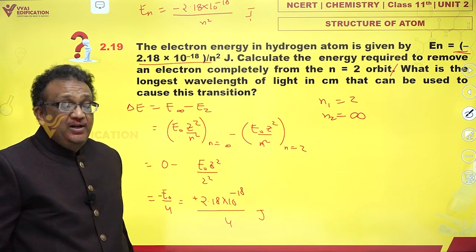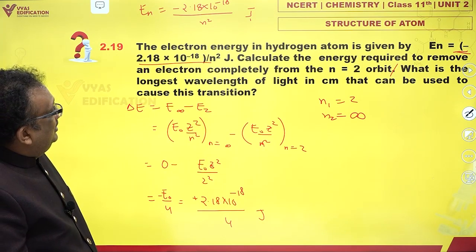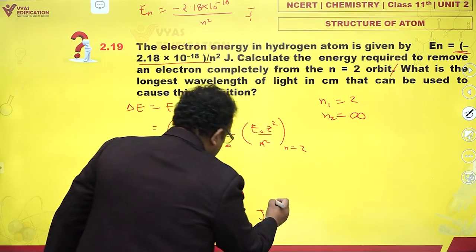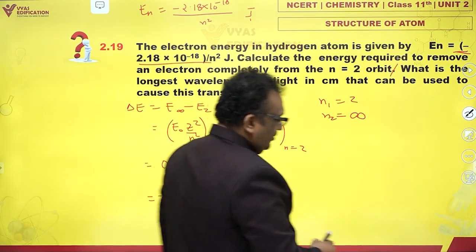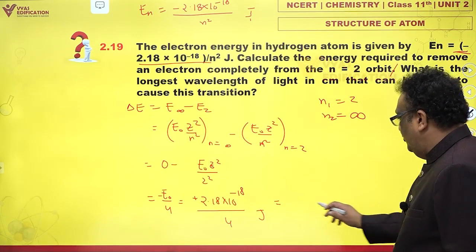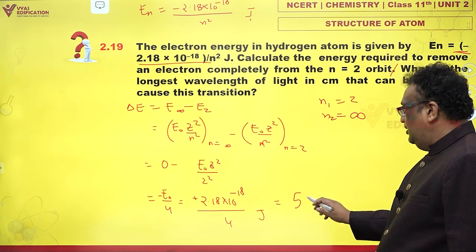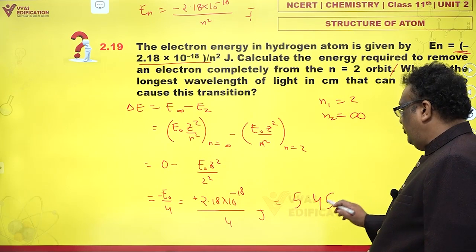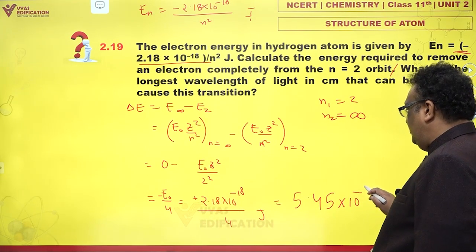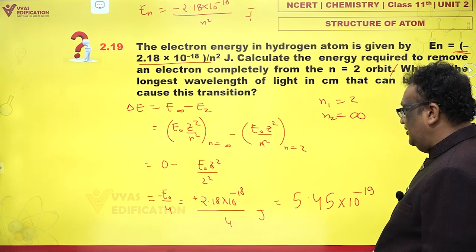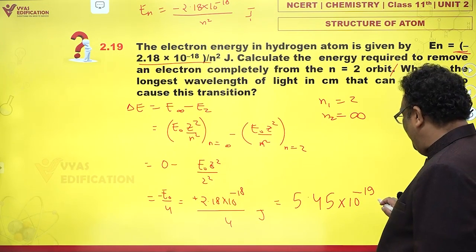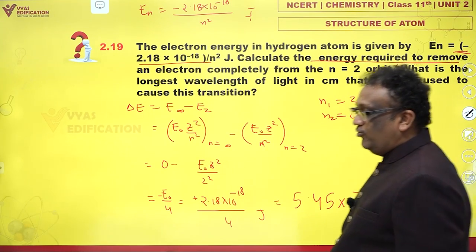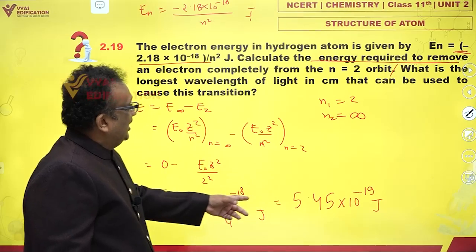This electron energy in hydrogen atom, this is the extra energy which will be required for ionization. Can I calculate that very easily? That is going to be 5.45 into 10 raised to minus 19 joules. Yes, so many joules. This is the first part: calculate the energy required to remove an electron completely from n is equal to 2.